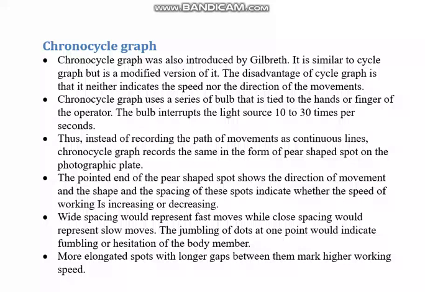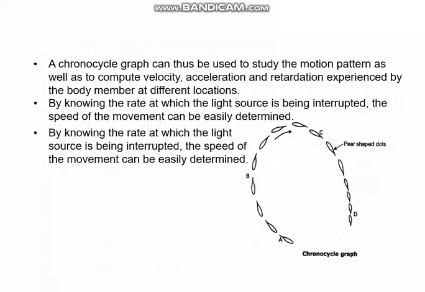Therefore, instead of recording a continuous path, continuous lines, this chronocycle graph records pear-shaped spots. That means it will not be continuous, like water droplets. On the photograph plate, I will show you how it looks. You see, this is how it looks. This is not a continuous path. Pointed ends are there.